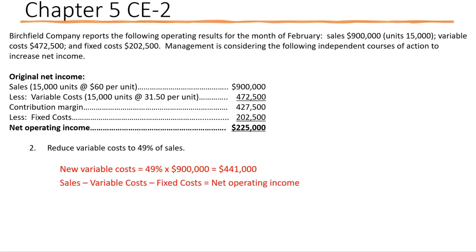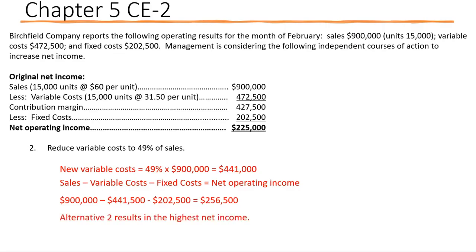Again, our equation to get net operating income, sales minus variable costs minus fixed costs. We just take our 900,000 minus our 441,500 new variable costs minus our fixed costs, 256,500. So we increased operating income, and we actually increased it more than alternative one. So alternative 2 here results in our highest net income of the two.